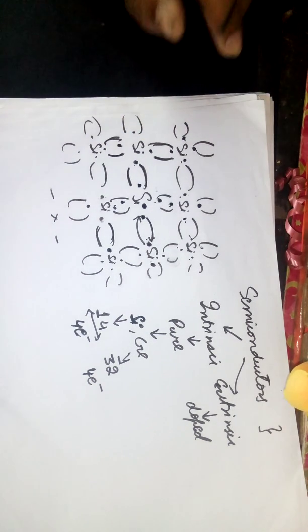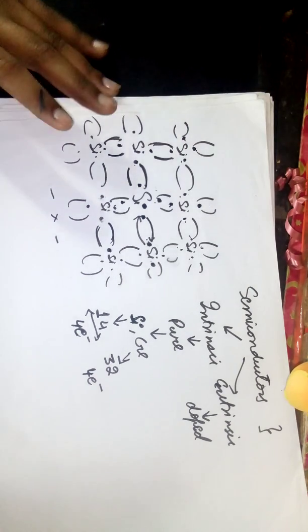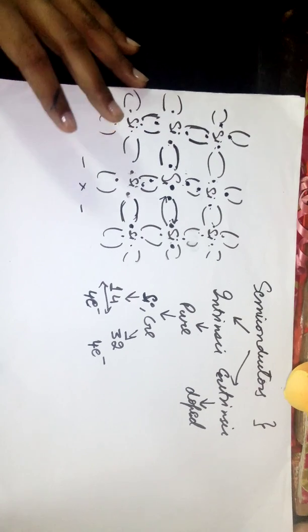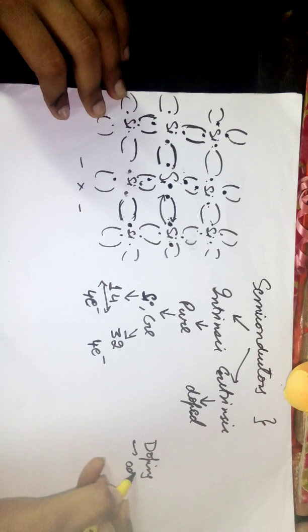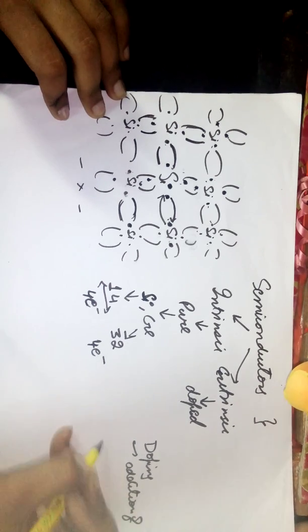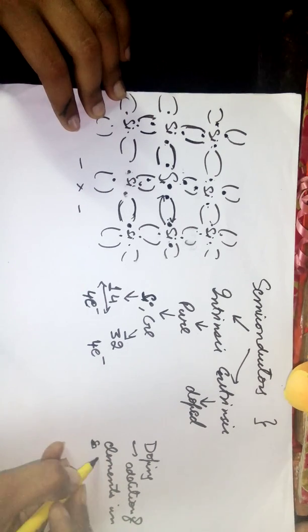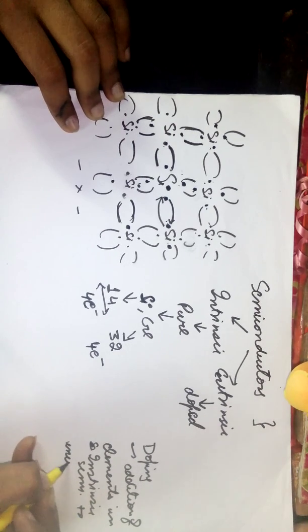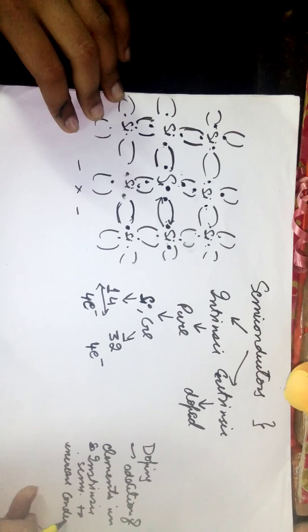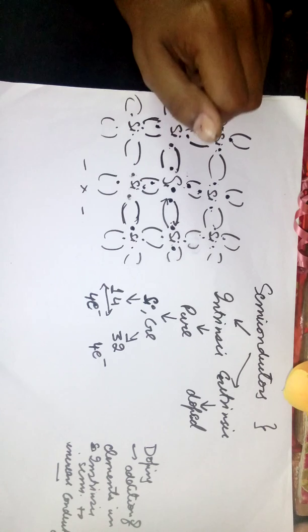Now its conductivity is quite low, so we cannot use it as it is. Therefore, in order to increase the conductivity, we do doping. Now what is doping? Doping is the addition of elements to intrinsic semiconductors to increase conductivity. Doping can be done by using 2 kinds of elements.